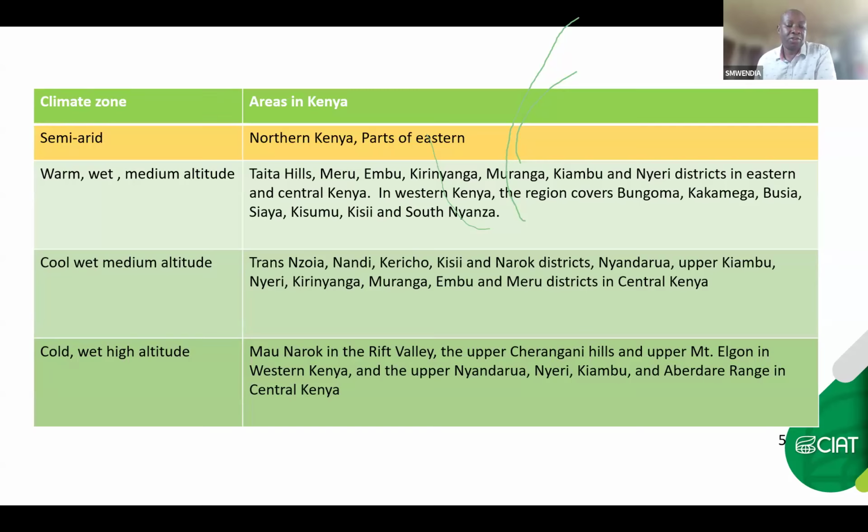And when we think of the cold, wet, medium altitude, it is places like Trans Nzoia, where we know a lot of corn, maize is grown, and a number of counties there, including districts in counties in central Kenya. And when we think of the cold, wet, high altitude, these are really places that are quite elevated, like Mau Narok, Cherangani Hills that neighbors Trans Nzoia, Mount Elgon also around Trans Nzoia, and then Nyandarua, and around the counties close to the Aberdare ridges and also around Mount Kenya.